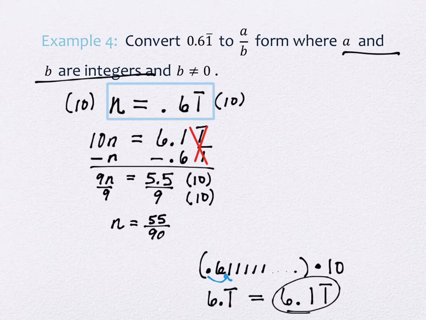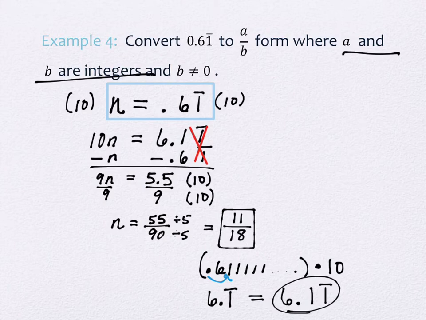It's not in reduced form, though, and we're always going to put things in reduced form when there's a way to do that. So what do 55 and 90 both have in common? A 5. So what is 55 divided by 5? 11. And what is 90 divided by 5? 18. Yes, ma'am. So this one is the right answer.